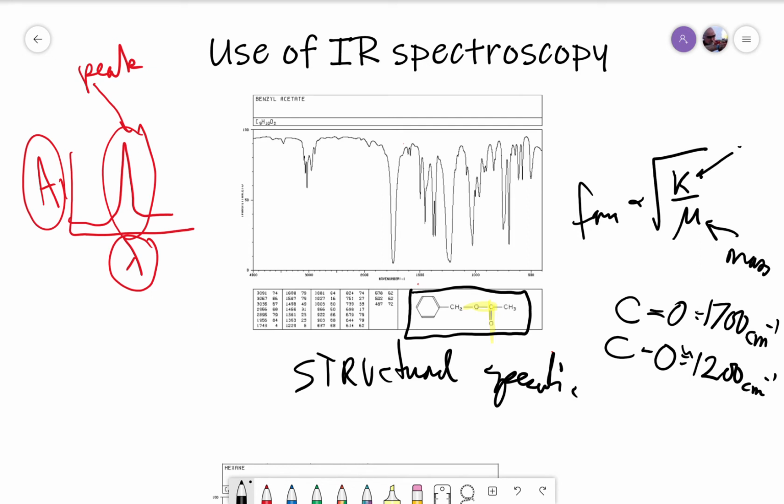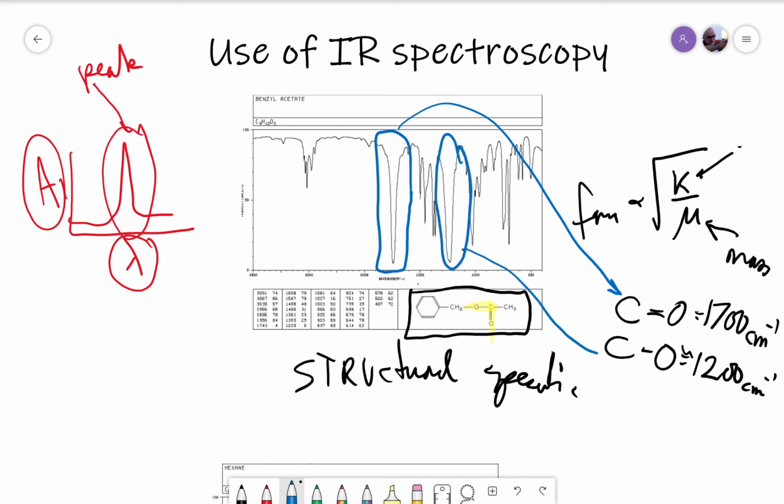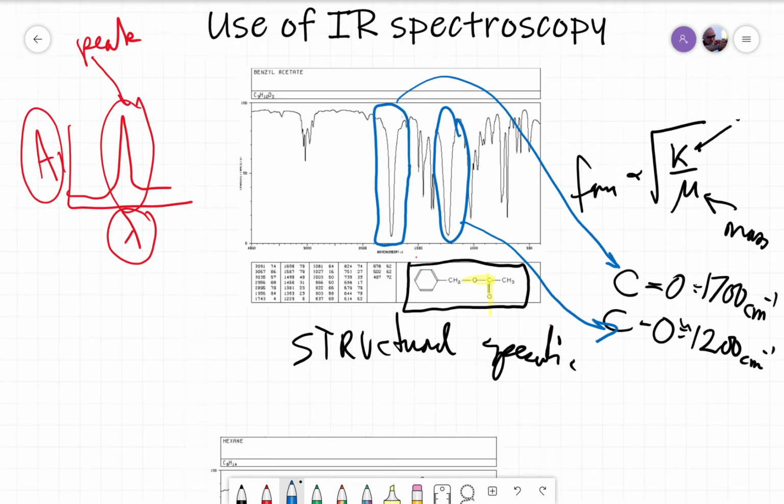Therefore, when we're looking at a spectrum, we can see a specific peak at 1700 reciprocal centimeters that tells us this molecule has a C double bond O, and a peak around 1200, which shows us that it has a C single bond O. These very structurally specific peaks can be used to identify compounds' structure.